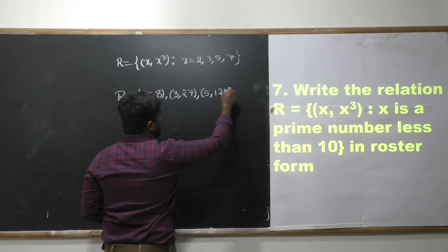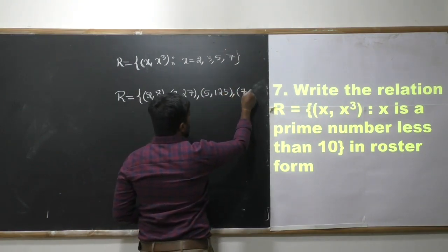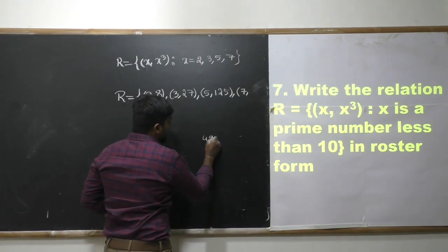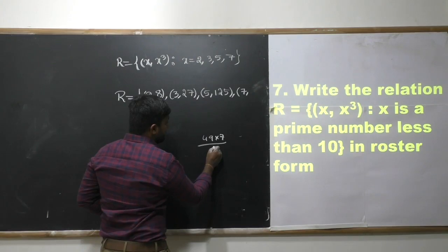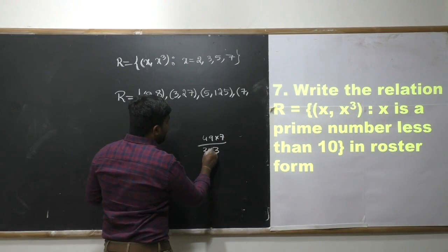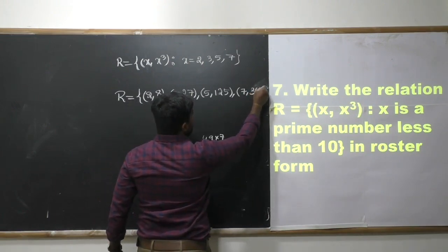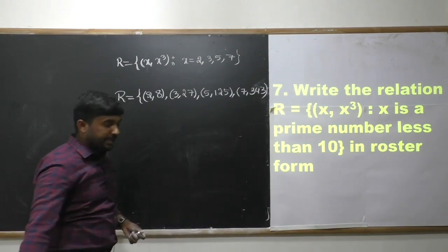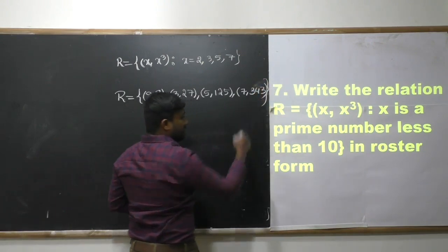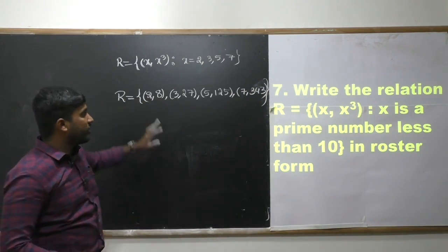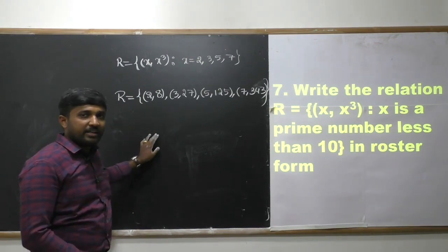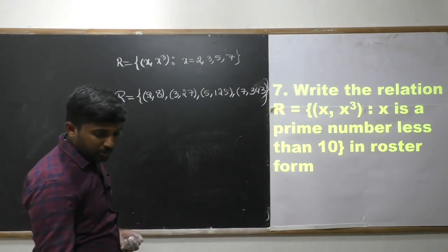Correct? Next 7 comma 7 cube. 7 cube how much? 49 into 7, that is 343. Okay, these are the elements of the relation R. Only we have to find the roster form of the relation R. No need to find its domain and range. Go to problem number 8.